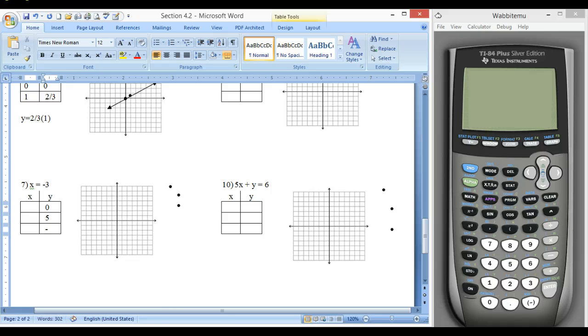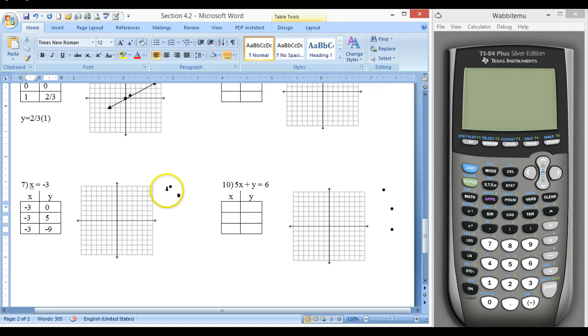Or I can do -9. Either way, no matter what number I put in, x will always be -3 because there's no place to put the y. So I'm just going to put -3. Oops. And again, -3. So I pick a couple of y's, I find these -3's. Some of you who have read the text can go ahead and start graphing this one because you know what x equals -3 would look like.